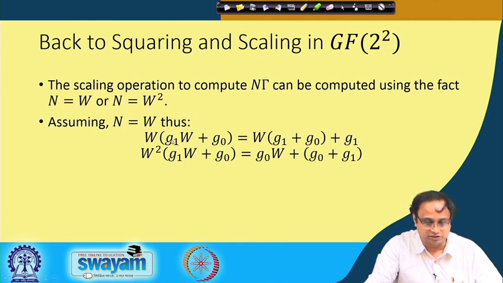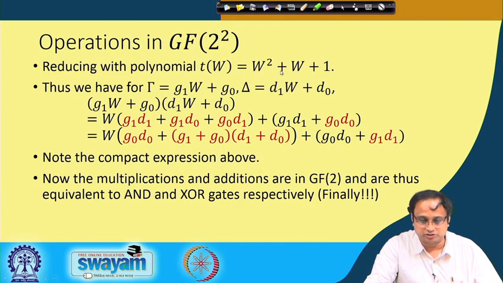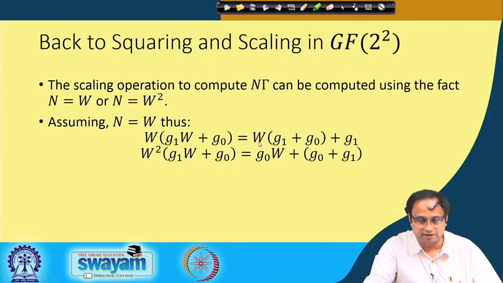Now you have the element G1W plus G0, that is an element in GF2 power of 2. You are multiplying that with n equal to W, and therefore when you multiply this, you will get omega squared G1 plus G0. Remember that omega squared again you can decompose like what we have seen before, because W squared is equal to W plus 1, and therefore with that substitution you will get W into G1 plus G0 plus G1. Likewise, a scaling with W squared can also be represented in this fashion: we have G0W plus G0 plus G1.